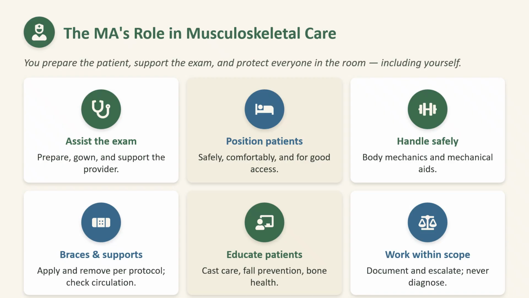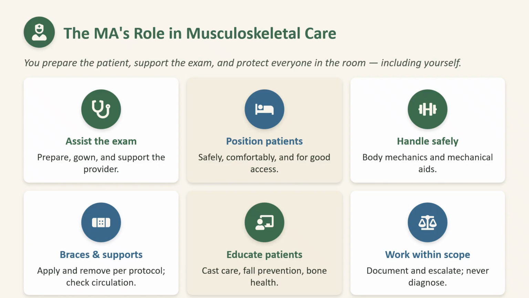Here's the whole job on one slide. Six responsibilities, we'll take one at a time. You assist the exam, preparing the room, gowning and draping the patient, and supporting the provider through the assessment. You position patients safely and comfortably and in a way that gives the provider access to the joint or limb they need to see. You handle patients safely using body mechanics and mechanical aids.